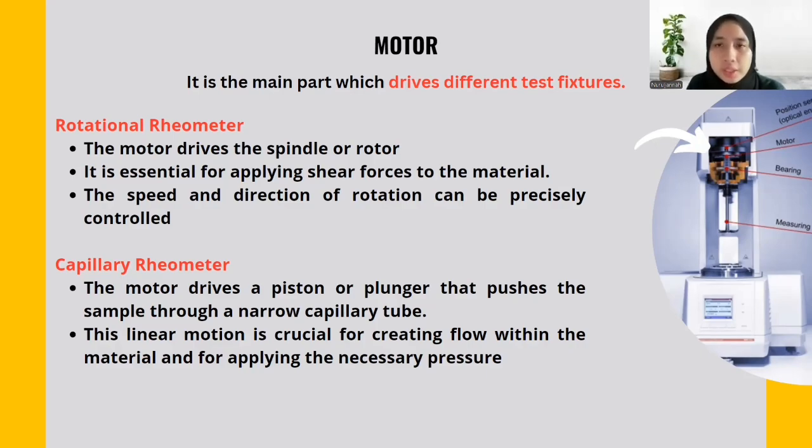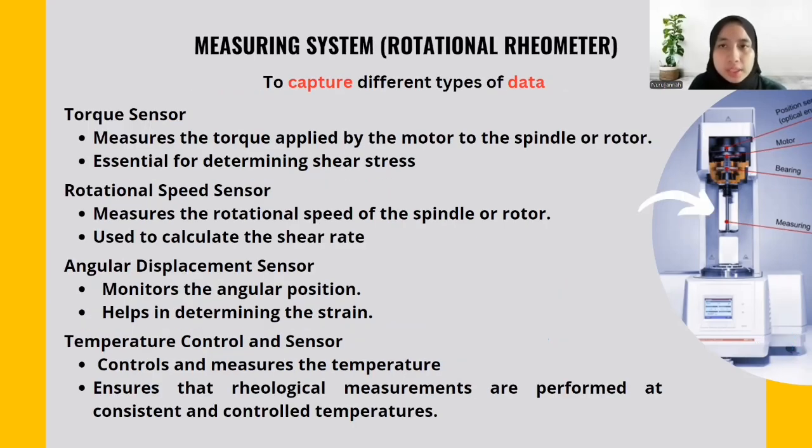conditions. While in the capillary rheometer, the motor drives a piston or plunger that pushes the sample through a narrow capillary tube. This linear motion is crucial for creating flow within the material and for applying the necessary pressure to measure viscosity under high shear rates. Next are the measuring systems for rotational and capillary rheometers. They are designed to capture different types of data specific to the type of rheological testing each instrument performs.